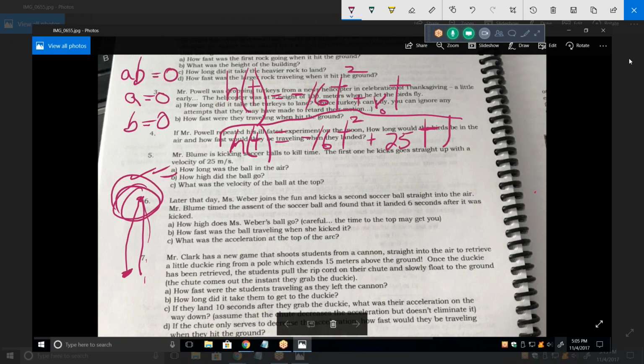And the formula for the x-coordinate of the vertex, which I like to write like this, is minus b over 2a. So for this quadratic, what is it?